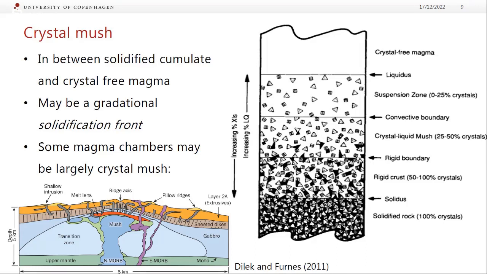So in magma chambers, this could be, you know, this kind of broad mush zone as we might expect under a mid-ocean ridge, or there can be this thing called a solidification front, and this is basically a gradational change between purely solid cumulate and crystal-free magma, and there'll be this mushy zone with varying amounts of crystals and liquid in there.